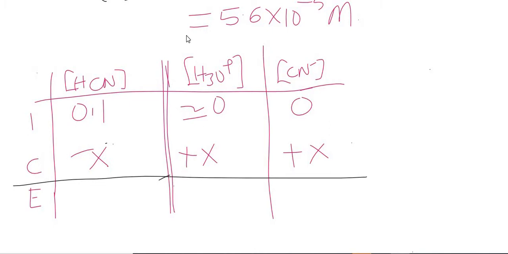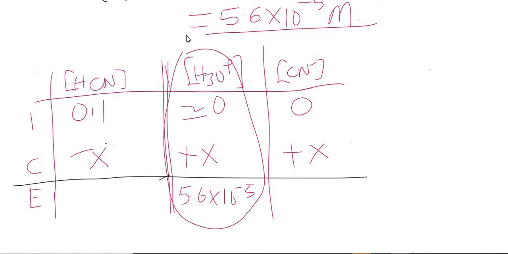So our equilibrium concentration for hydrogen ion is going to be 5.6 times 10 to the negative 5. If we add this together, we have our x. With the expression 0 plus x, our x is going to be 5.6 times 10 to the negative 5, and this is also 5.6 times 10 to the negative 5.